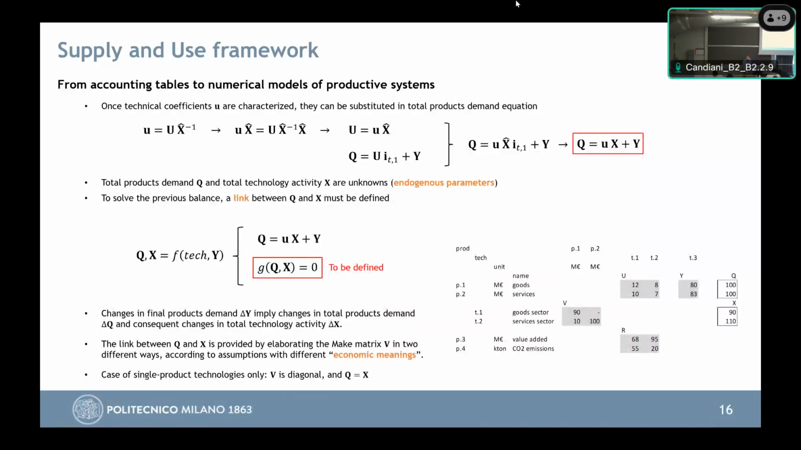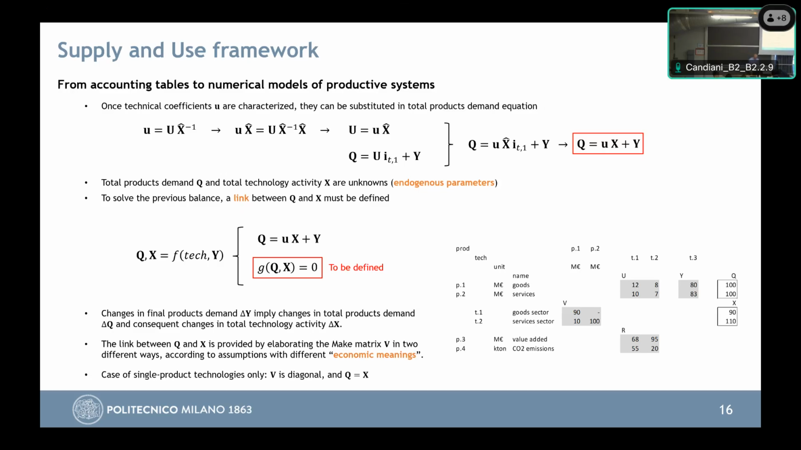Last time we introduced the supply and use framework that I told you is the generalization of input-output. Why? Because we introduce explicitly the difference between technologies and products. So we put a bit of nomenclature: what are products, environmental transactions, technologies, and especially how these are arranged in a series of matrices. Do you have any problem in interpreting the content of such matrices? The use matrix, the make matrix, environmental transaction matrix, all clear?